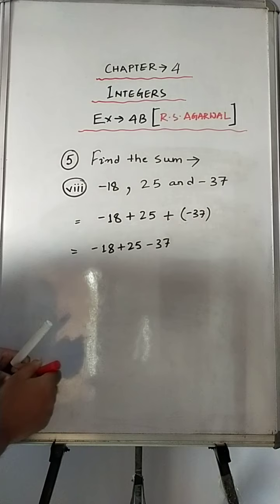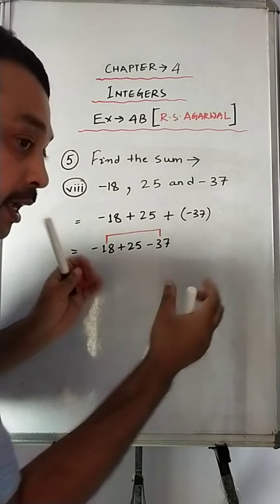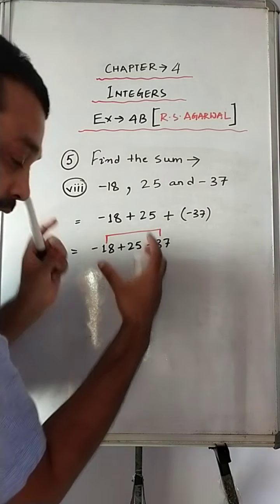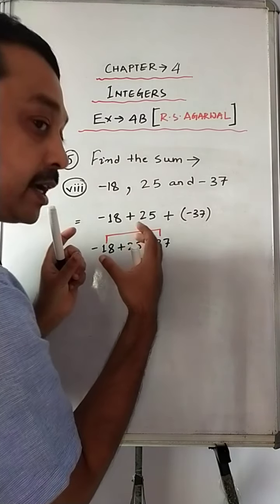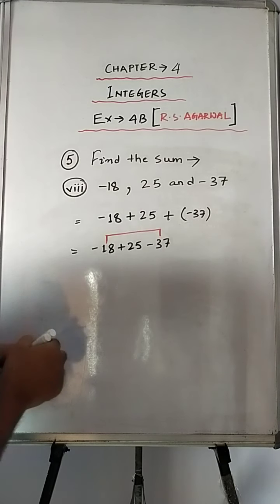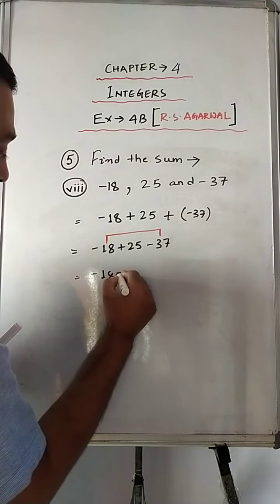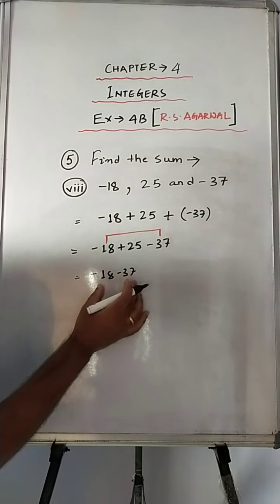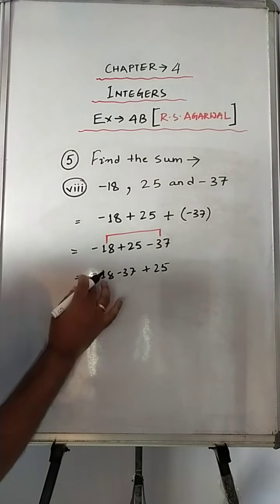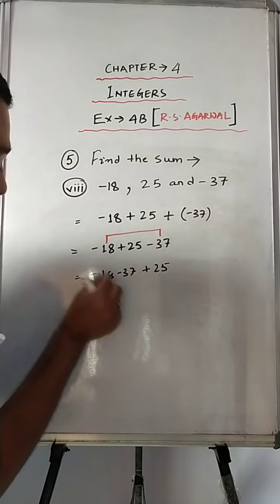Now you will bring all the numbers which are carrying a minus sign, that means you have to group them. The digits which are carrying a minus sign in one place, and the digits which are carrying a plus sign in another place. So it will look like this: minus 18 minus 37, all the minus numbers together, and then we'll write the positive numbers. Now what is minus minus? Minus minus is plus, so we have to add 37 plus 18 is what?